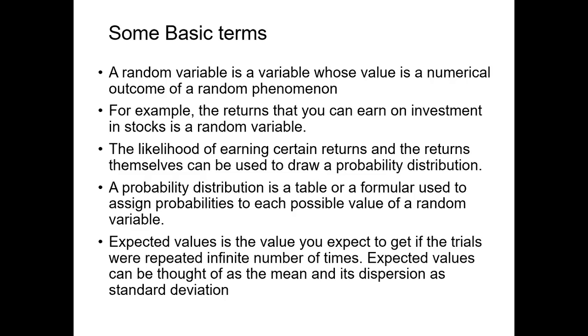So here, any variable whose value is a numerical outcome of a random phenomenon is termed a random variable. For instance, the returns you get from investing in shares can be referred to as a random variable. The return you can earn on an investment in stocks is a random variable, because a random variable is a variable whose value is a numerical outcome of a random phenomenon. The returns that we get on shares, that outcome is very random.